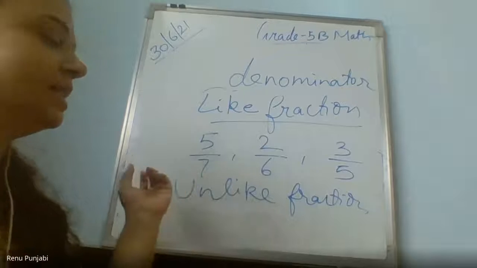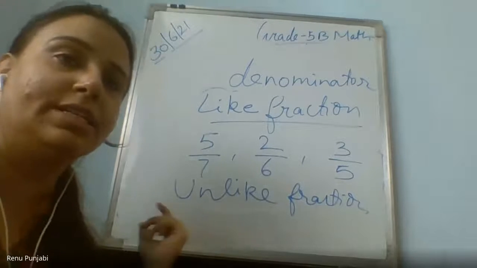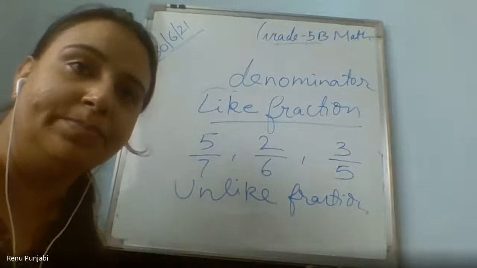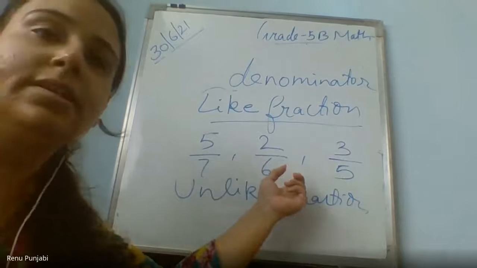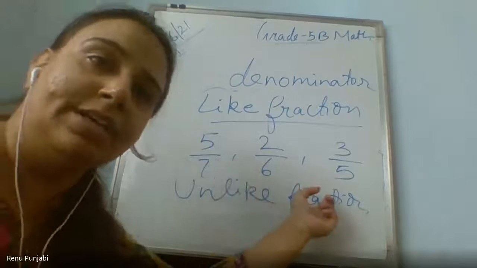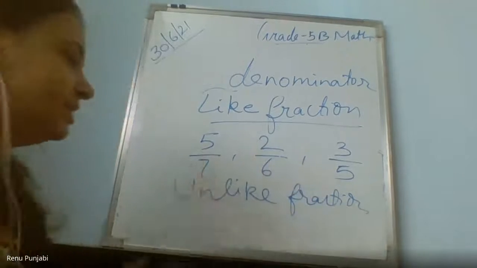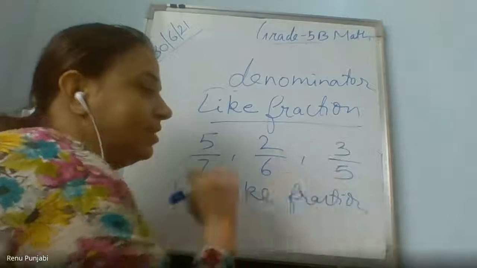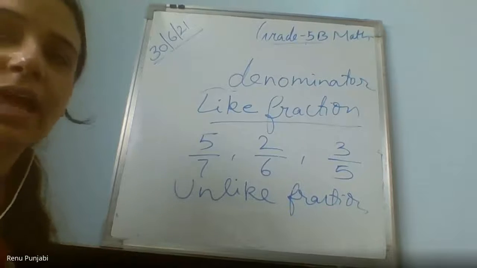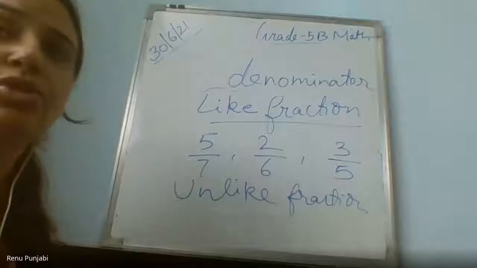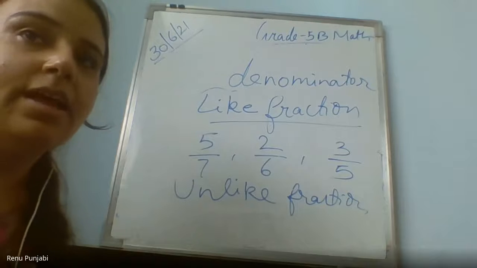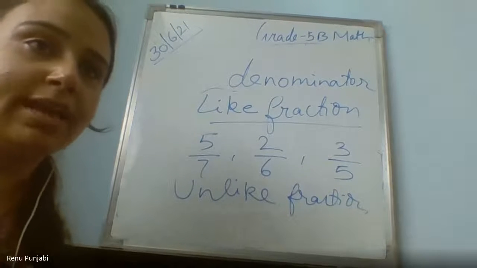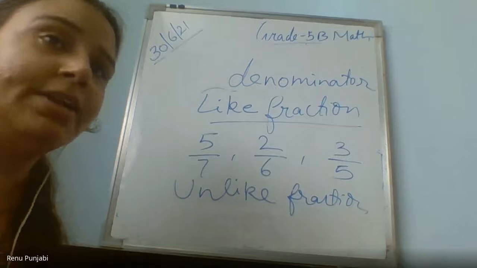So, as I was saying, like fractions have the same denominator, and unlike fractions have different denominators. In these, neither the denominator nor the numerator is the same; nothing is the same. All the fractions are different. That is where they are unlike fractions. There is no similarity. When there is no similarity, we call them unlike. When there is similarity in the denominator, we call them like.